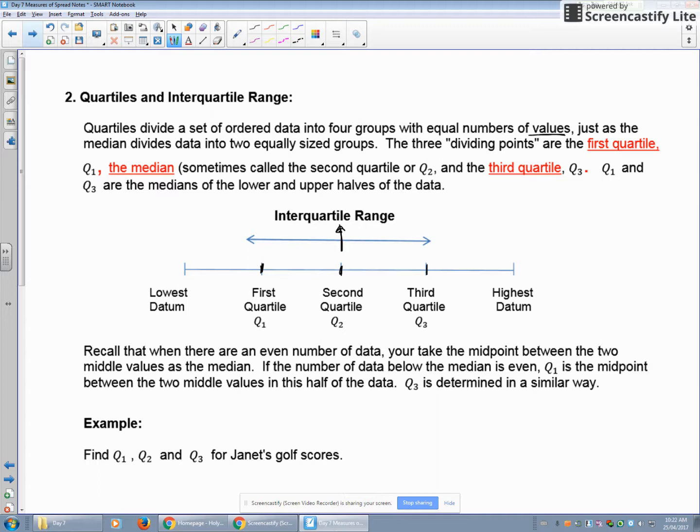And quartile 2 is the median of the entire set of data, right? That's the entire set of data. The first quartile is the median of the first half of the data, and the third quartile is the median of the second half of the data.